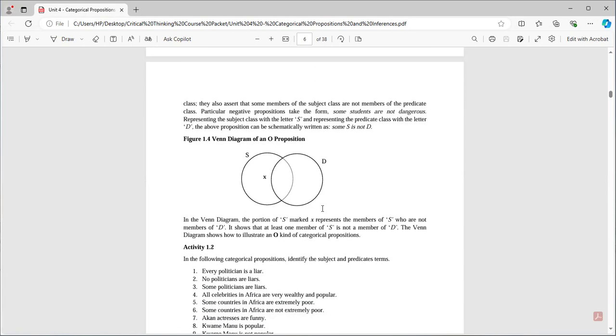So I guess you have seen how we can use a Venn diagram to illustrate them. Is it clear to you? Sir, the last one we just did, why didn't we shade the middle? No, we can't shade the middle.